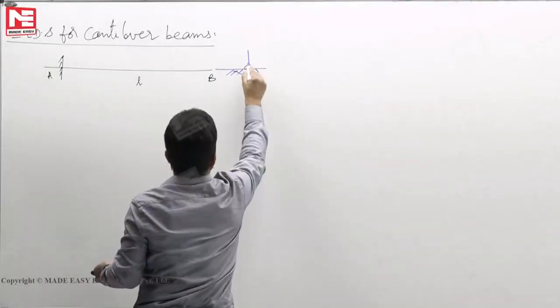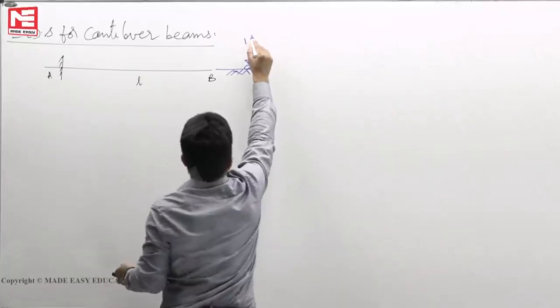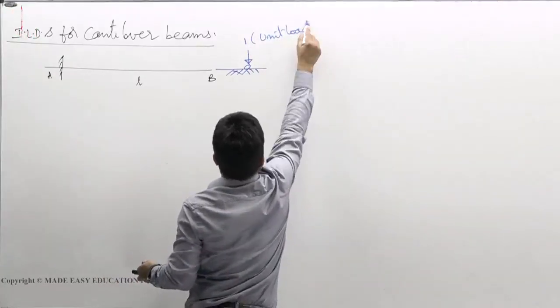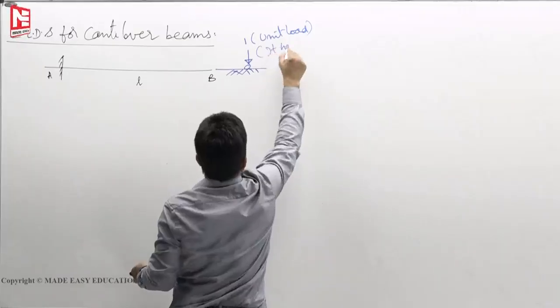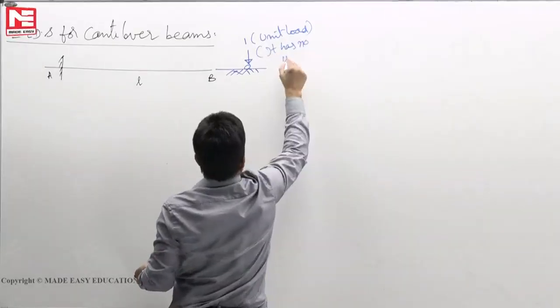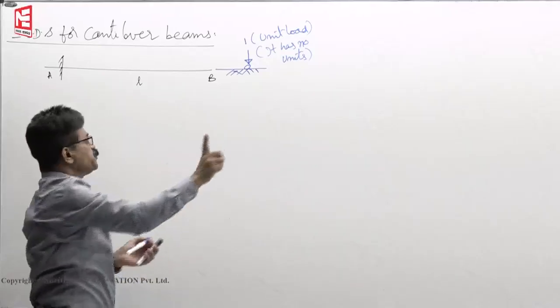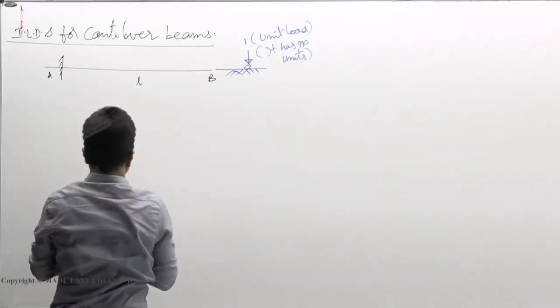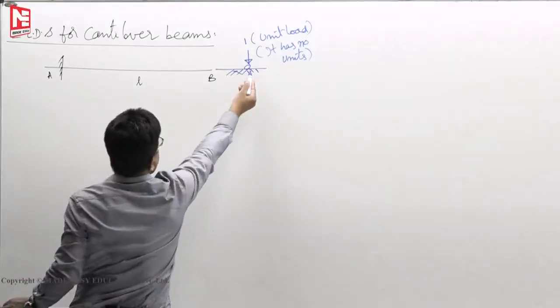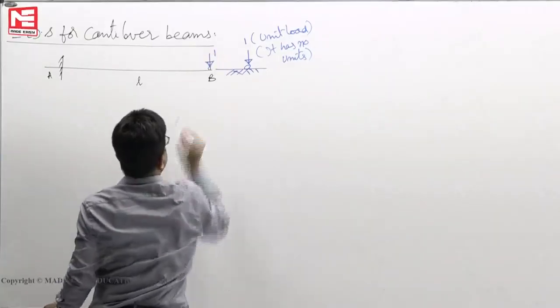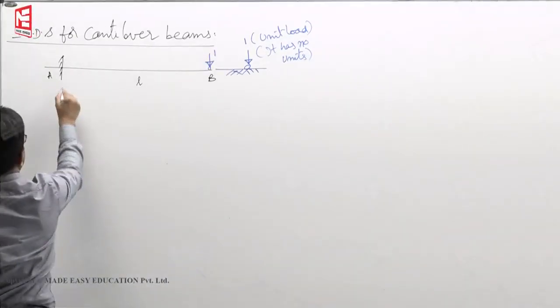Okay, unit load, it has no unit, simply one is moving from B to A. Initially, when the load is on the ground, no issue at all. Supposing that if it comes, enters the beam here. Now we know what is the reaction.